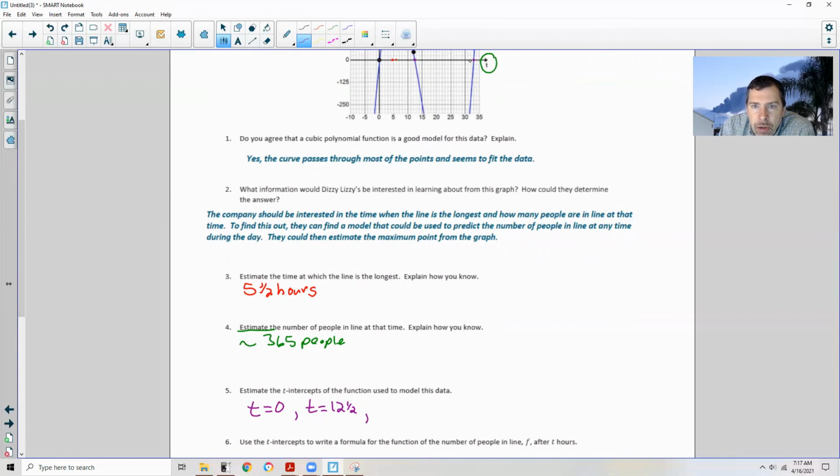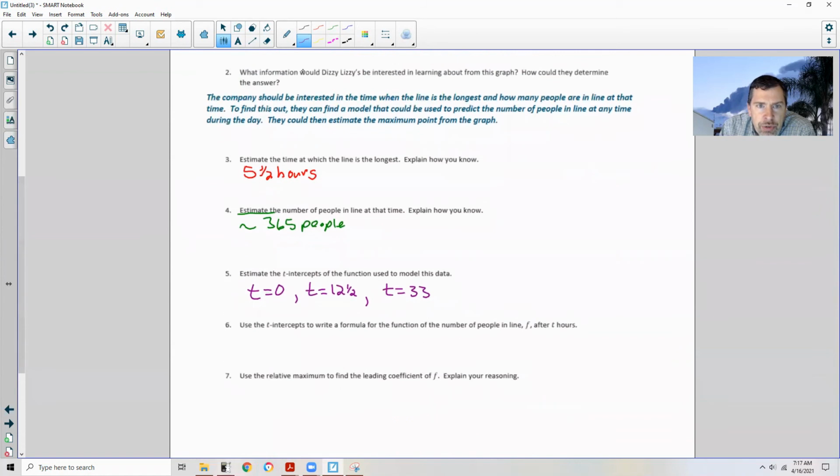And then back up to 0 at time t equals, and this is 30, 1, 2, 3. It looks like about 33. So it says use the t-intercepts to write a formula for the function of the number of people in line F after t hours. So now we're going to use our zeros, and let's get rid of that fraction. We don't ever use fractions in our function. So how would we do that?